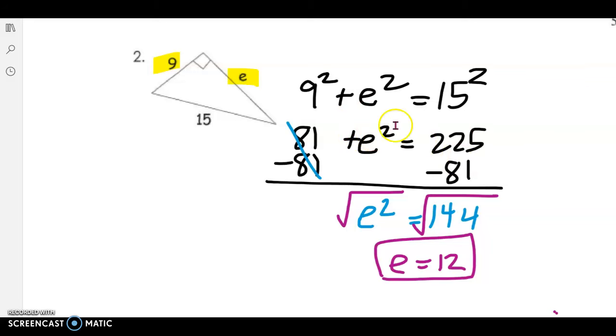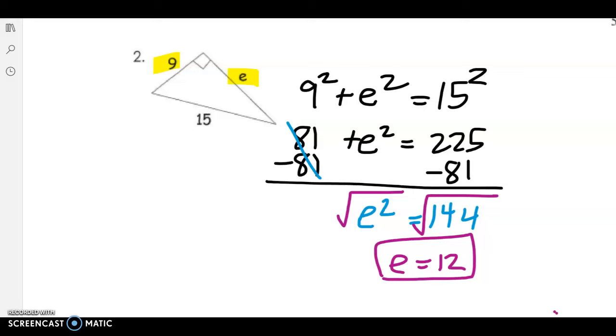But to get E squared alone, we had to subtract that 81. So we subtracted 81 from both sides and got 144. And then took the square root of 144 and got that the missing side length was 12. This time we were solving for one of the legs as opposed to solving for the hypotenuse. So that was the missing leg of that right triangle.